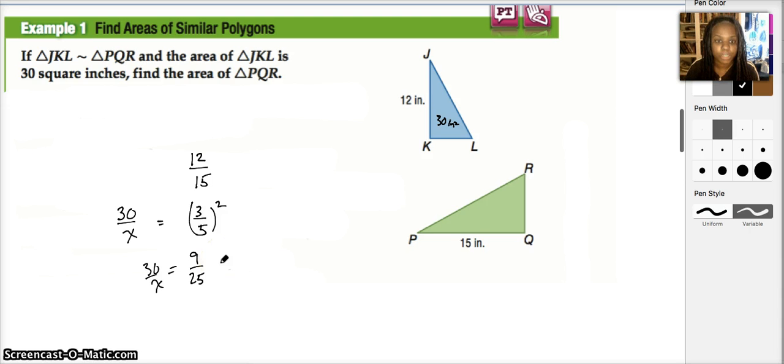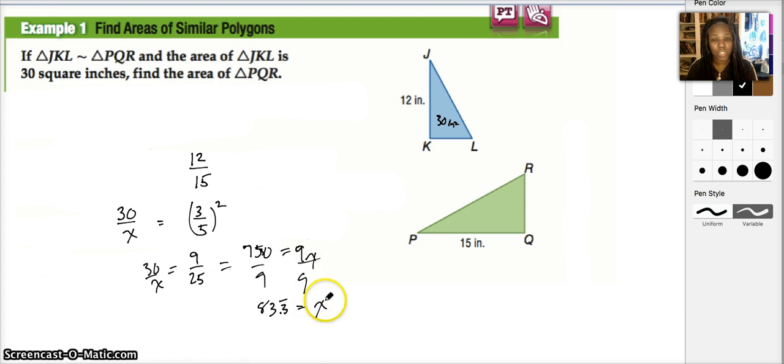We do cross multiplication. So we end up with 30 times 25, which is 750, and then 9 times x, which is 9x. I'm going to divide both sides by 9. 9 goes into 75 8 times with a remainder of 3, and 9 goes into 30 3 times with a remainder of 3. It's going to be 83.333 repeating, and that's what x is going to be. So that's what my area is going to be, in inches squared. Kind of cool, right? That's the idea that we're going to exploit in this section.